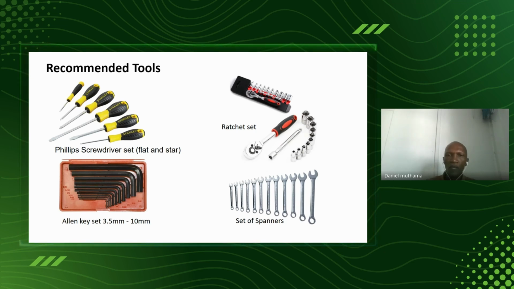This is what we term a combination spanner. It is combined: one side is open and the other side is ring. It will start from number 6, number 8, number 10, like that up to number 22. Very important. The reason why you have these different sets of spanners is that different manufacturers make tabletop autoclaves with different screws, bolts and nuts of different sizes. So as an engineer, you must have a set of these.